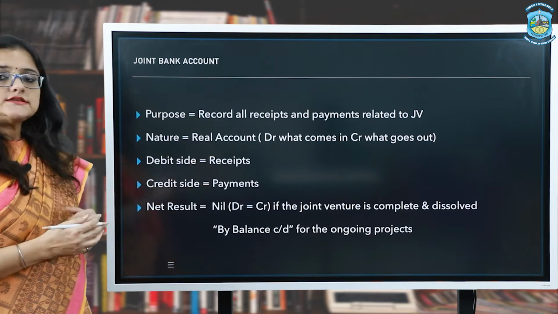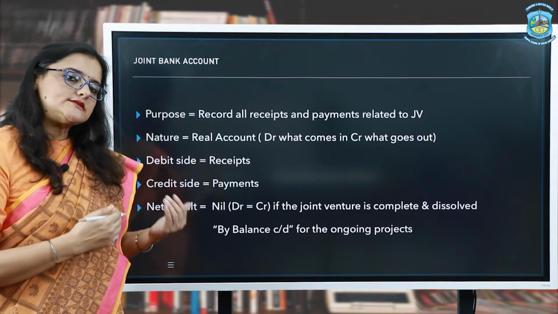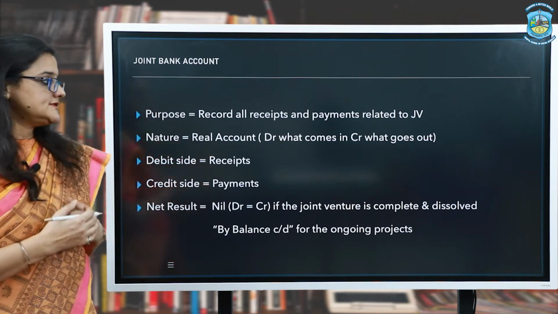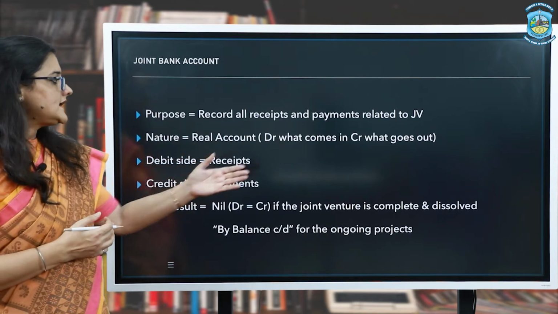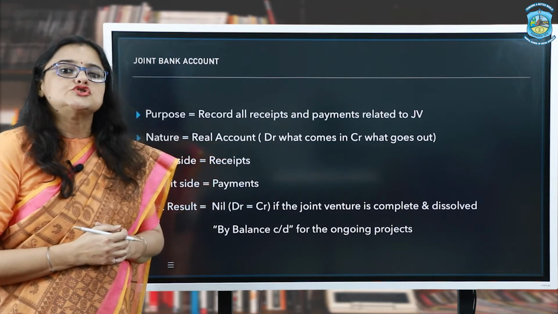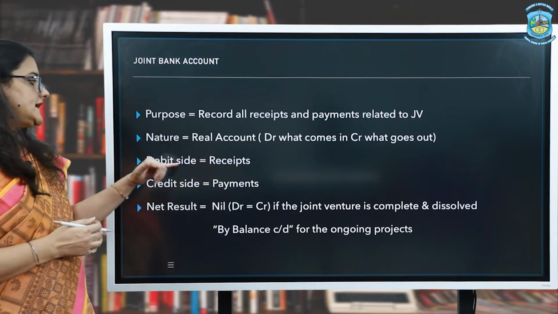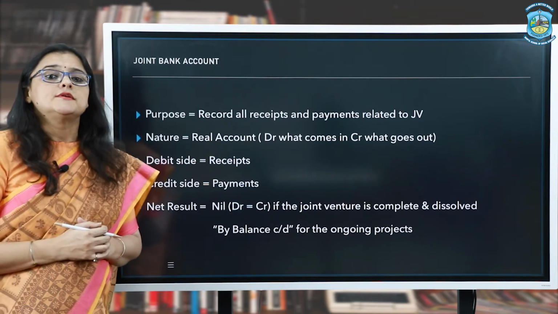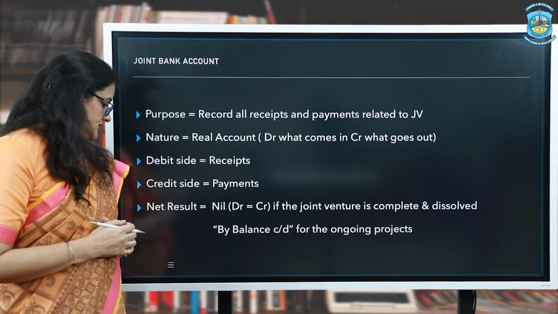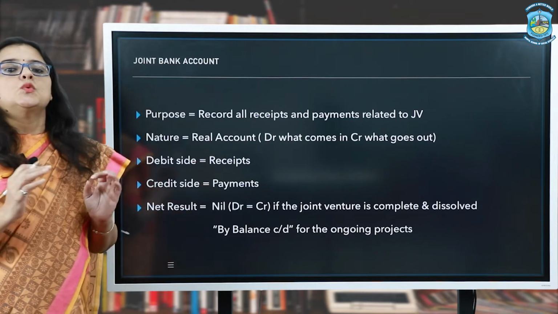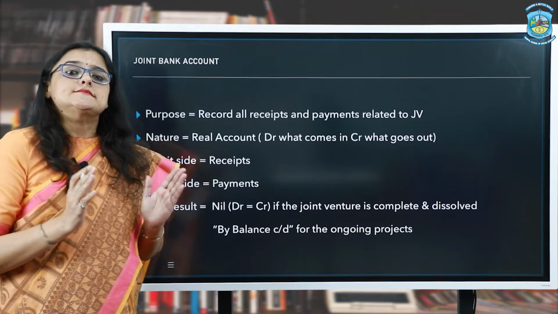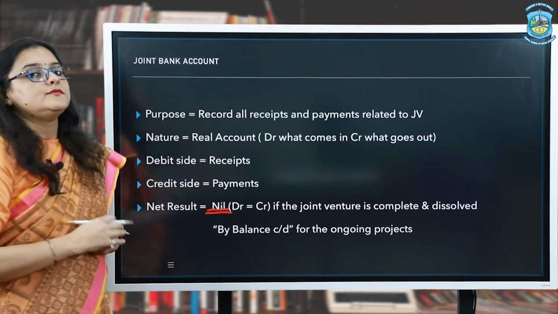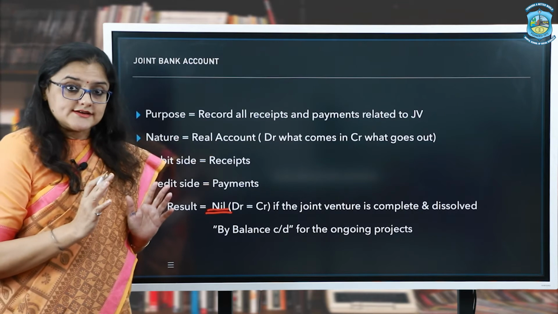So when money comes into the joint venture, it is recorded on the debit side of the joint bank account, and anything which is paid out of the joint venture, like expenses or anything else, is recorded on the credit side of the joint bank account. So the debit side constitutes the receipts of the joint venture, and the credit side is made up of payments of the joint venture. The net result is, when the project is completed, there will be no balance, meaning debit is equal to credit, right?